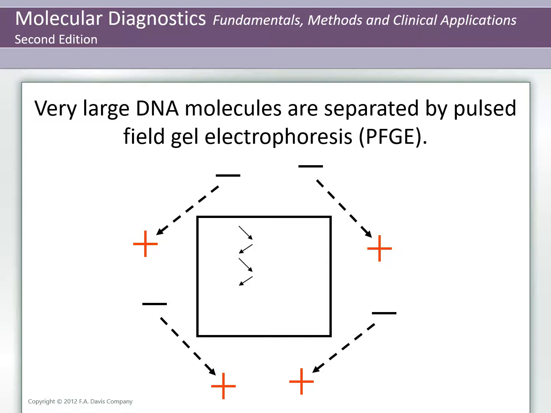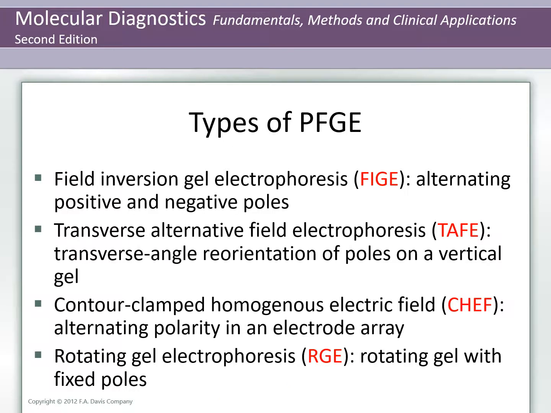Pulses of current applied to the gel in alternating dimensions enhance migration for very large DNA molecules, and this is the pulse field gel electrophoresis technique. There are several types or variations of pulse field gel electrophoresis. Field inversion gel electrophoresis, also known as FIGE, is probably the easiest to perform with a minimum of special equipment. The only requirement besides a regular gel electrophoresis box and a power supply is a device that enables periodic inversion of the electric field direction over the course of the experiment.